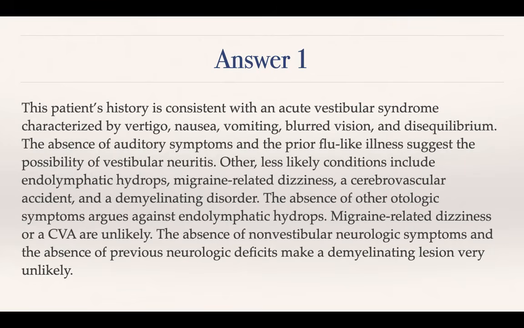The absence of non-vestibular neurologic symptoms, and the absence of previous neurological deficits. So a neurologic symptom not related to the present neurologic symptom, that is not there, and no other neurologic deficit before. Two important points: a non-vestibular neurologic symptom, and the absence of previous deficits make a demyelinating lesion unlikely.